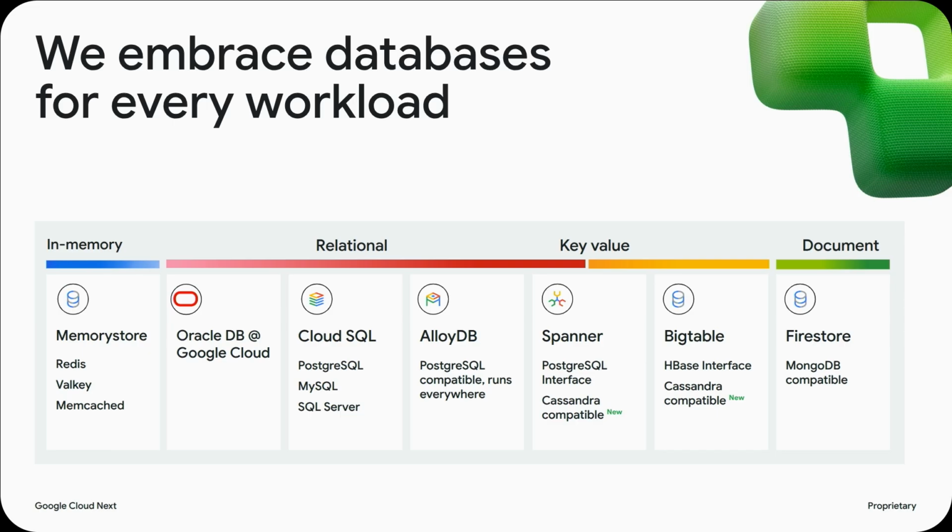We believe a modern data platform must be open at its core. That's a simple idea. And that's why, if you see these four categories at the top, starting with in-memory, we have Memorystore, which is a caching layer or caching database. You can put it in front of any application for sub-microsecond latency. You can run Redis, Valkey, and Memcached.